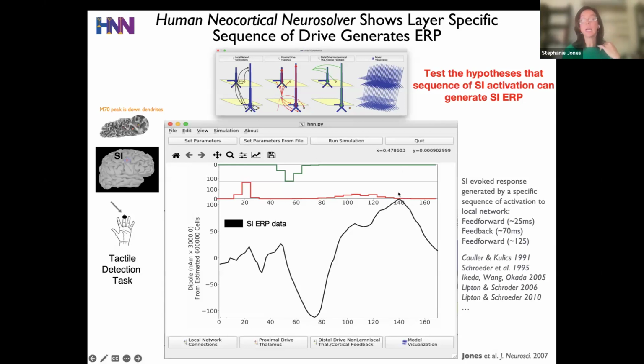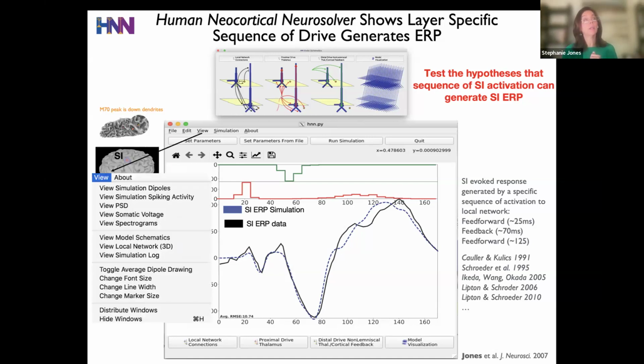Now, we spent a lot of time tuning the strength and the distribution of these inputs in order to test the hypothesis that these could generate this source localized ERP. So then we run the simulation, and it can very nicely reproduce this. Again, the literature gave us a sense of where to begin. And then we spent a lot of time tuning the parameters of the model to see if we could get an accurate representation of the signal. And once you do, now you have all these underlying predictions about the details of how this was generated.